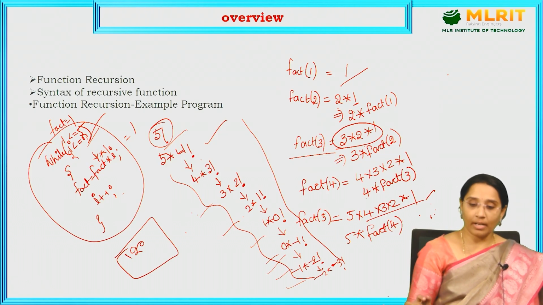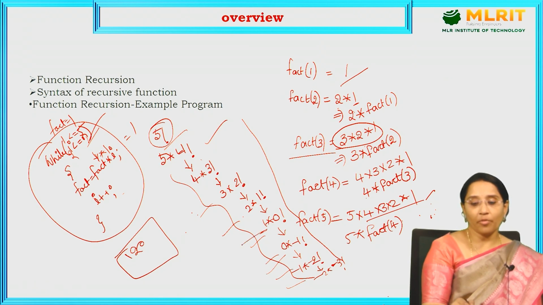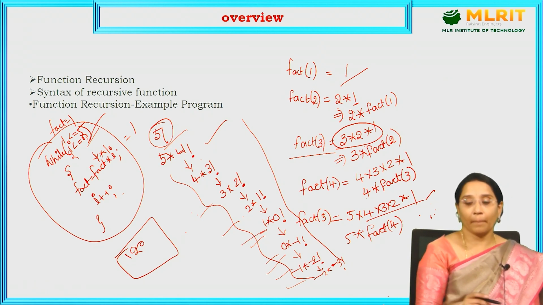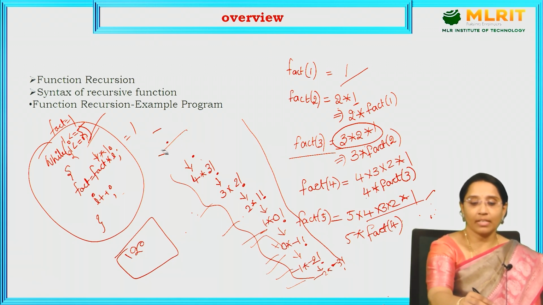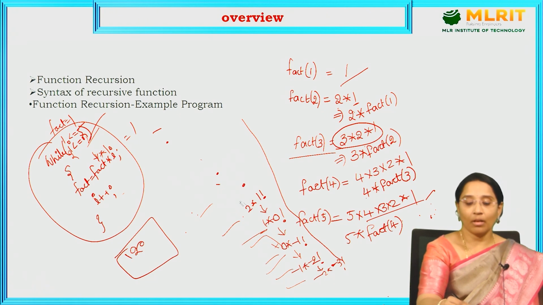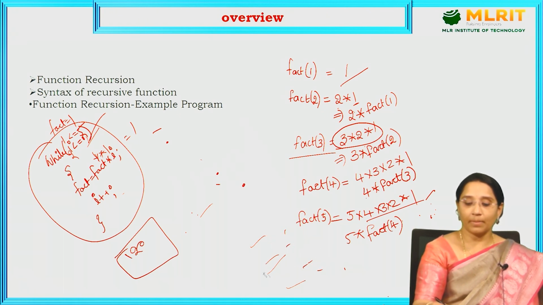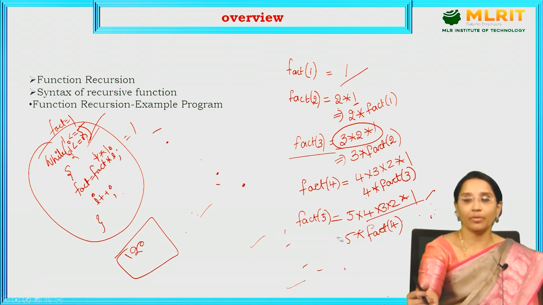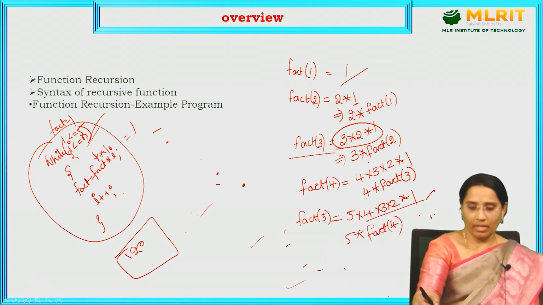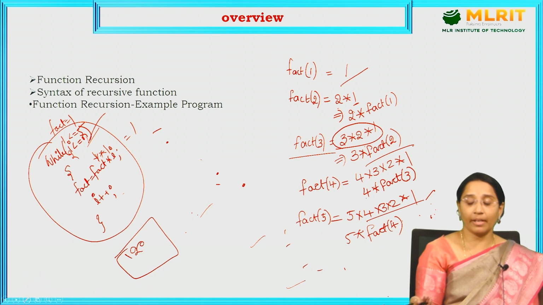Suppose here in the last case, I want to stop when i reaches 1. Stop, no need to proceed further. Consider this example: factorial of 1 is written as 1, and factorial of 2 is taken as 2 into 1. If I substitute here, it is 2 into factorial of 1, and factorial of 3 is 3 into 2 into 1. So here you can simply substitute it with 3 into factorial of 2.